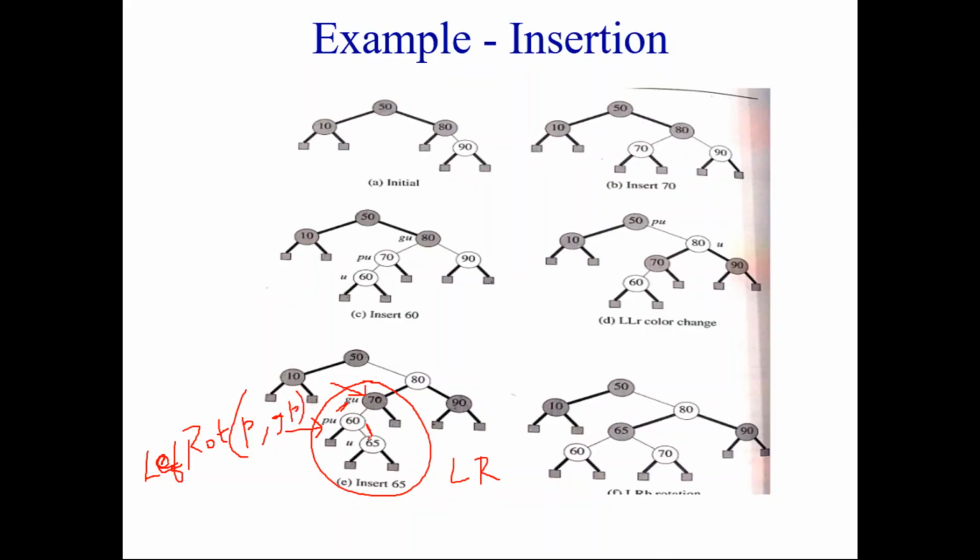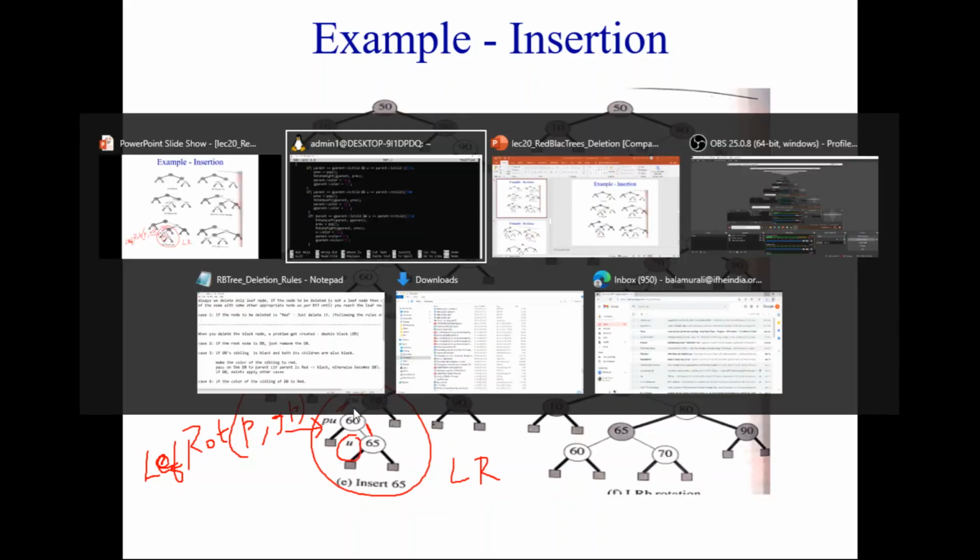So when you perform left rotation, what will happen? 60 will go down and 65 will come in between 60 and 70. That's what will happen, right? Again you have to perform a right rotation on which node? Again you have to perform a right rotation on the new node and on the grandparent. So that is what the logic is.